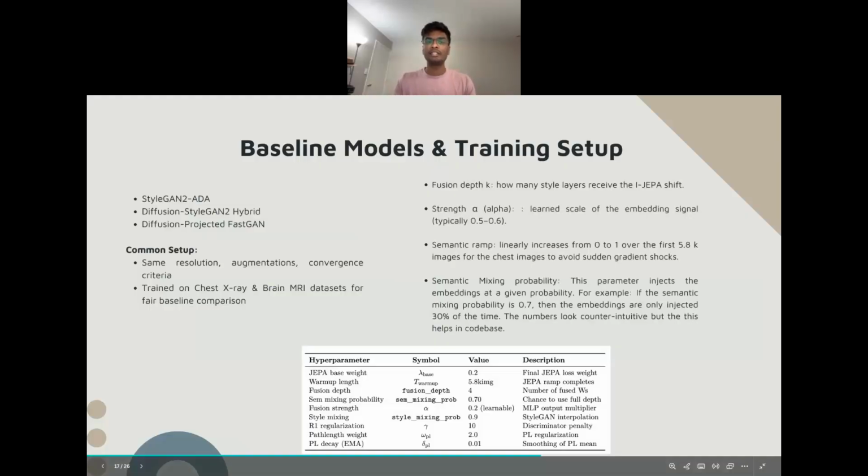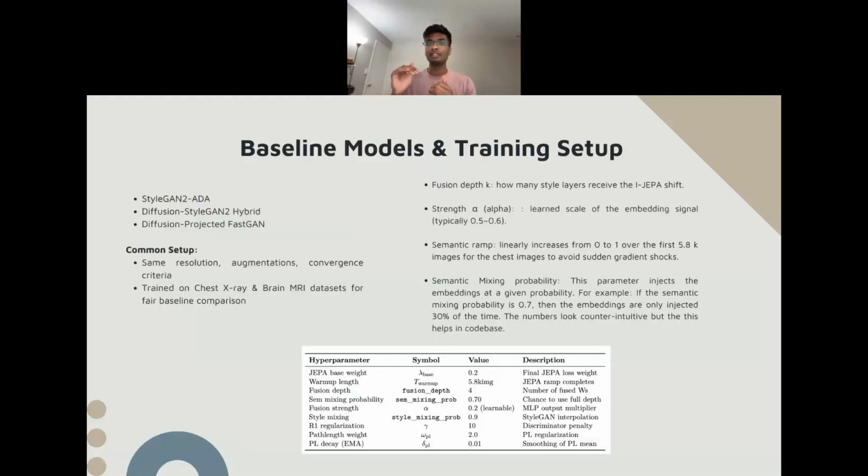Firstly, there's the fusion depth K, which here is 4. Initially there was a question of how we know which layers the embeddings are sent to. This controls how many style layers receive them. StyleGAN was using about 8 MLP layers, and here the fusion depth is 4, so the embeddings were only being sent to the first 4 layers.